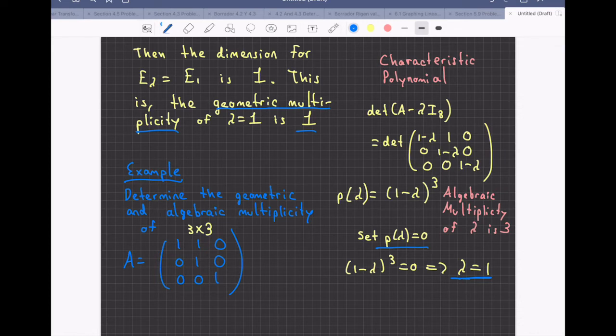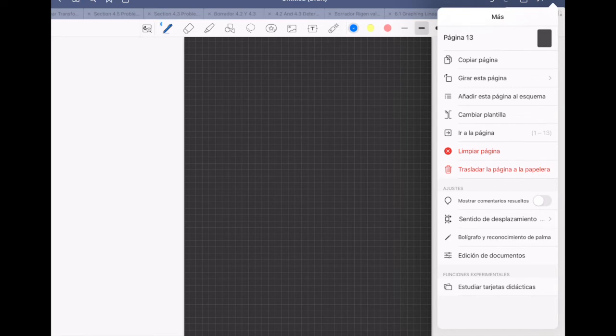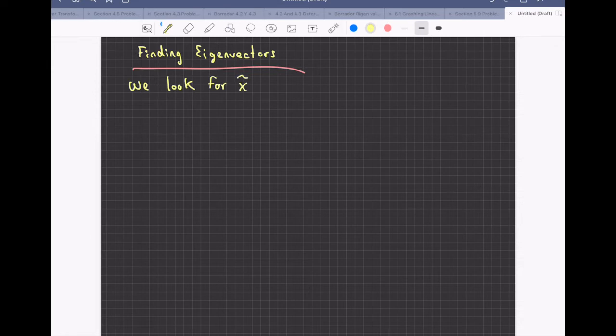But what is its geometric multiplicity? For this, we need to find the eigenvectors and define the subspace. So notice, finding eigenvectors. So we look for x equal to x1, x2, and x3 such that x is not the zero vector, such that A times x is equal to lambda times x, or remember that in this case lambda is 1 times x, or what it is saying, x only.